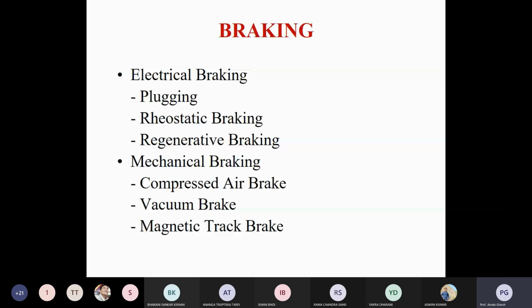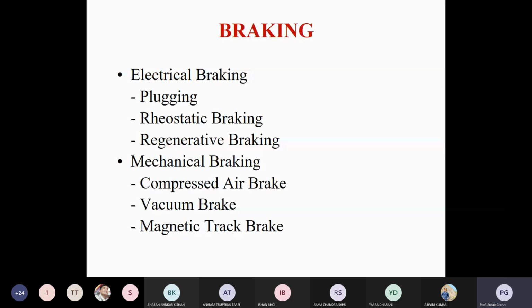Now the other important issue is braking. Why is it important? In my last class I discussed the different types of braking and the importance of braking. The types of braking are dynamic braking, plugging, or regenerative braking.